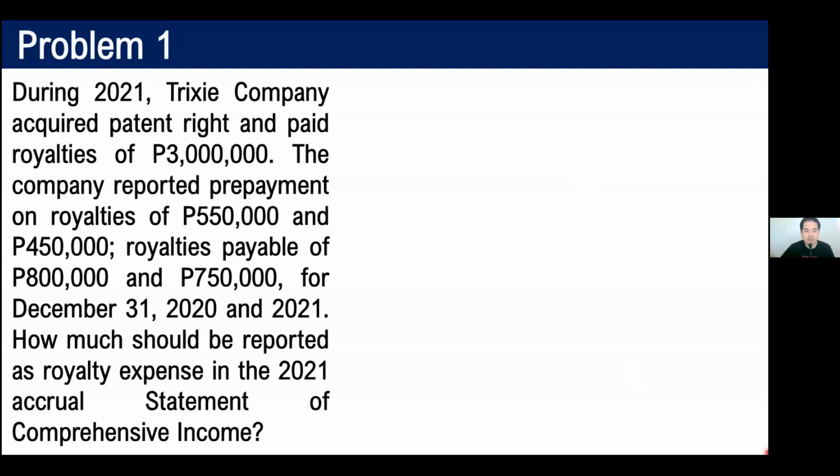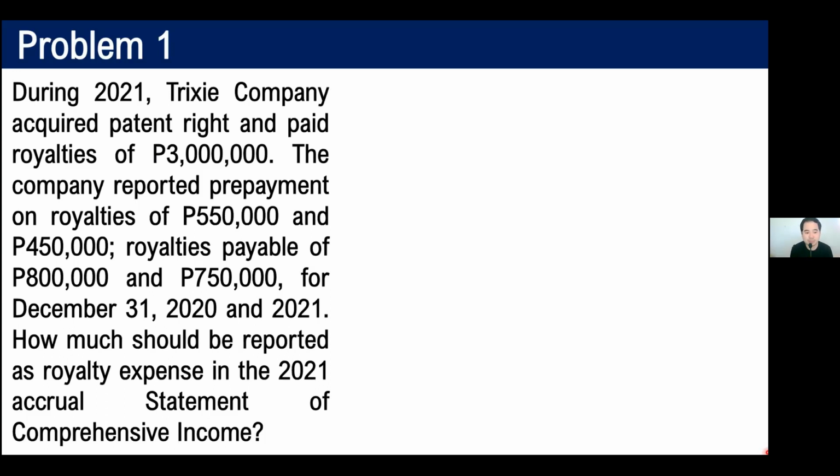Diretso ako. Problem 1. 6 na problem lang naman po to, no? 2 cash to accrual, tas tigi-tigi sa doon sa mga FS. During 2021, Chexi Company acquired patent right and paid royalties of 3 million. The company reported prepayment on royalties of 550,000 and 450,000, royalties payable of 800,000 and 750,000 for December 31, 2020 and 2021. How much should be reported as royalty expense in the 2021 accrual statement of comprehensive income?